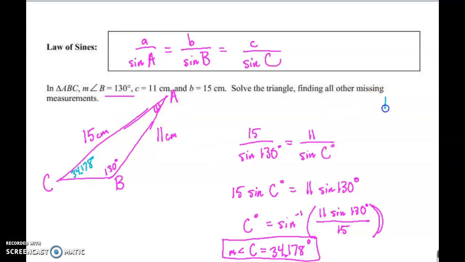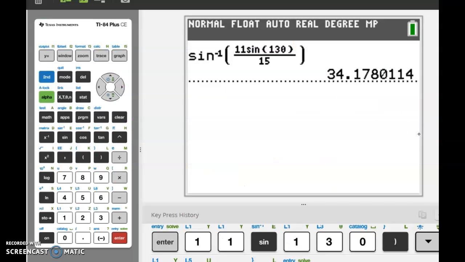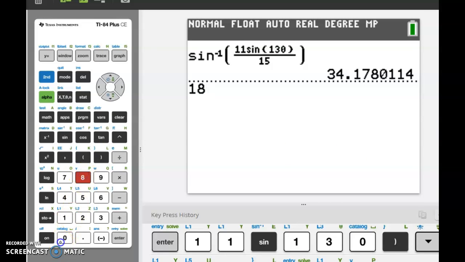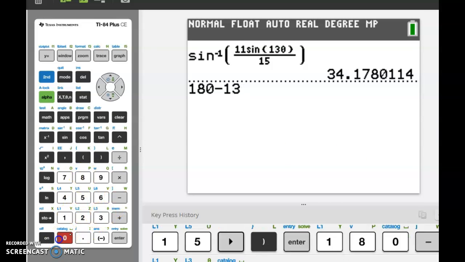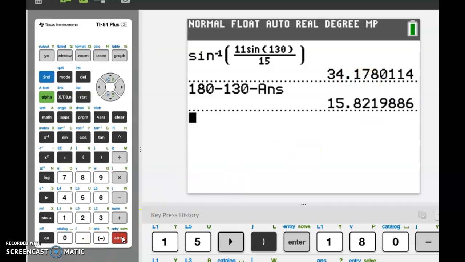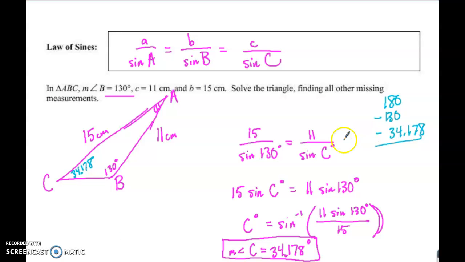Well, angle A would be 180 minus 130, because remember the three angles have to add up to be 180. Minus 34.178. So 180 minus 130, if you had the negative sign, you don't have to copy that down. 15.822. That's the measure of angle A.